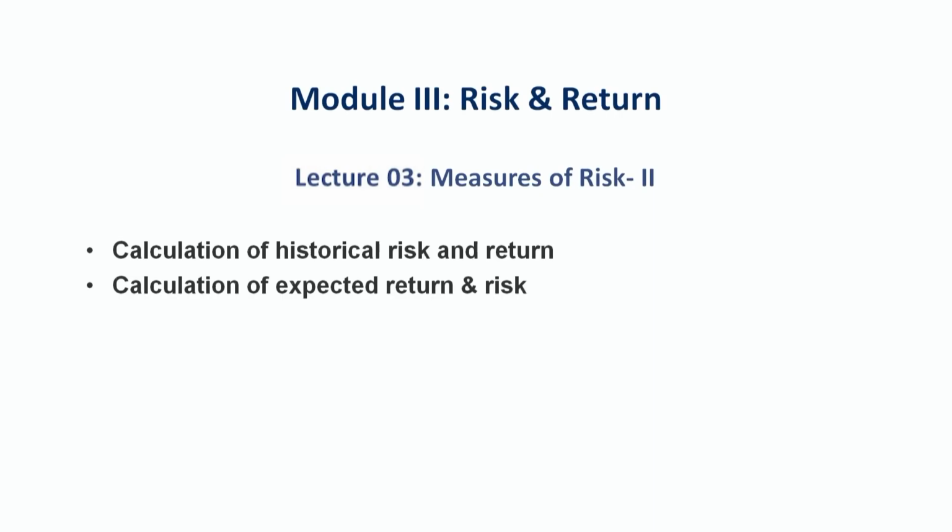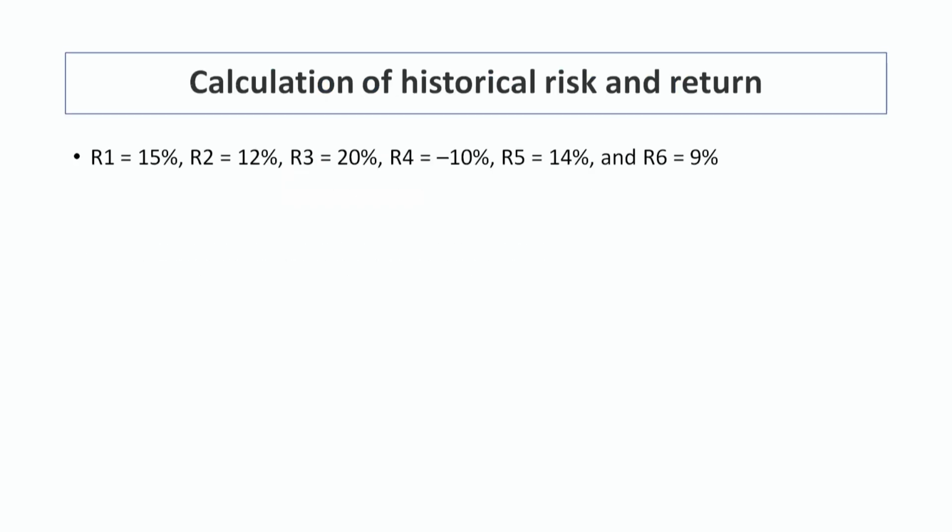Now let's start with the calculation of historical risk and return. In this, we are going to do some numericals, and with the help of the numerical, I am going to explain the concept. The calculation of historical risk and return is the first thing which we considered in our previous lecture, that on the basis of average returns, we are going to calculate this. So what is the formula?